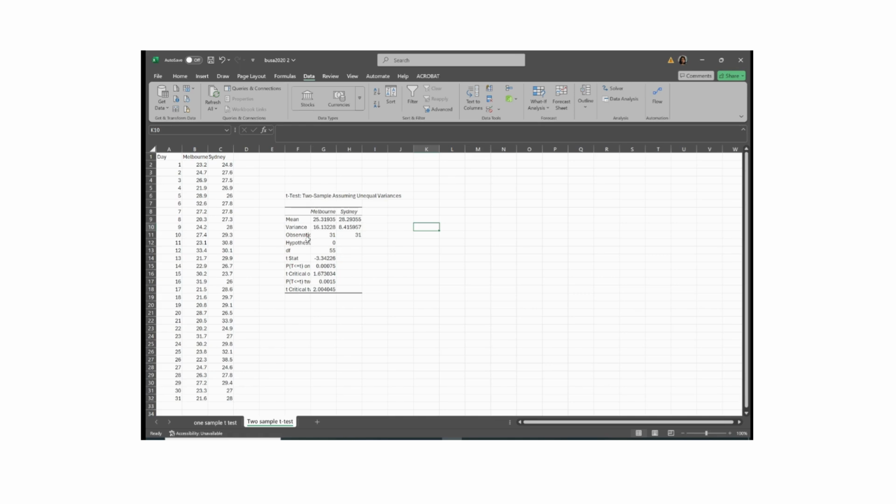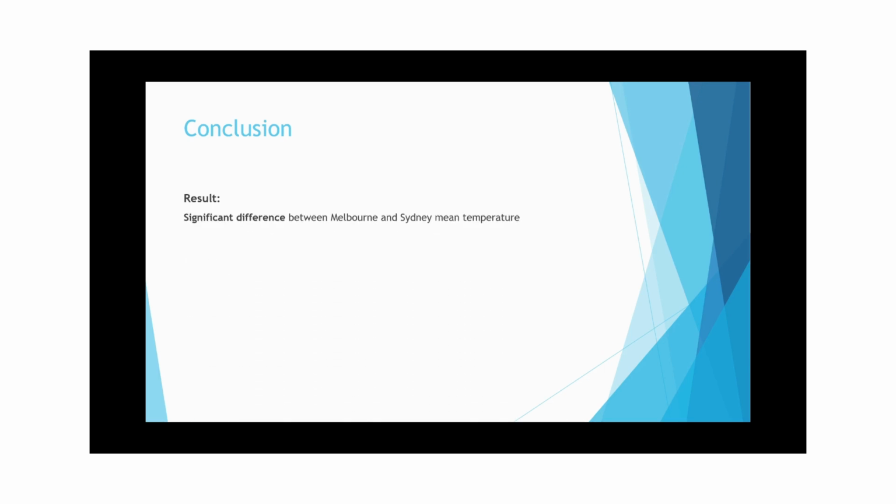So here the t statistic is minus 3.34, which is well beyond the critical value, and the two-tailed p-value is 0.015. Since this is below 0.05, the difference between the two means is statistically significant. So in conclusion, as the two sample t-tests show a significant difference between the mean temperature of Melbourne and Sydney, we reject the null hypothesis, and we conclude that Sydney is significantly warmer on average in January compared to Melbourne.